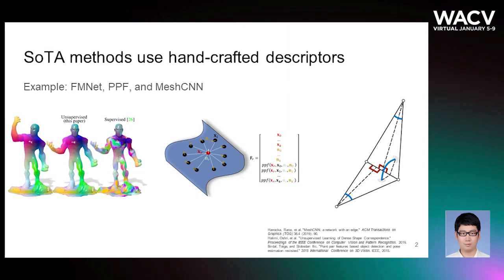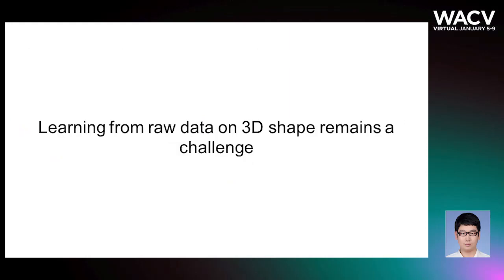Many state-of-the-art methods use shape descriptors as input to their network. For example, FMNet, PPF, and MeshCNN pre-compute descriptors on the mesh first, then design their network for downstream tasks. Inspired by the trend in 2D images, we want to do better with the raw mesh. Learning from raw meshes of 3D shapes is still a challenge.